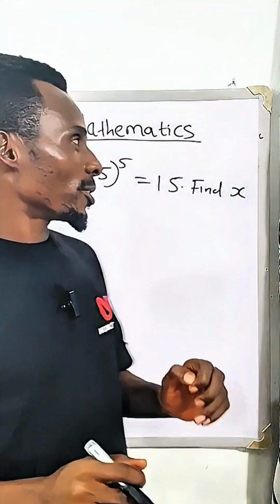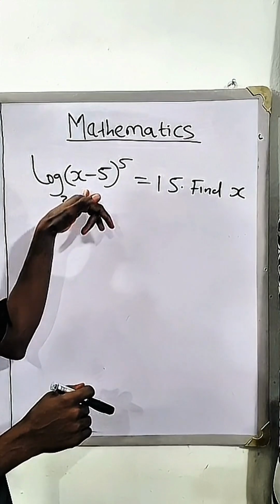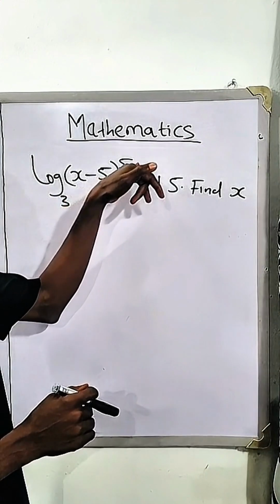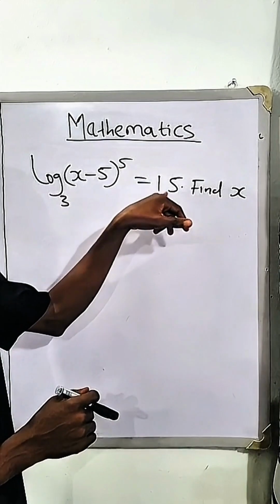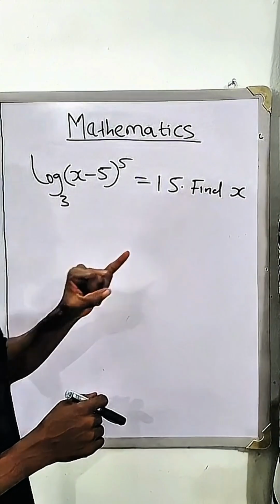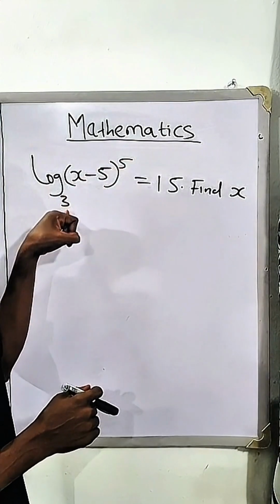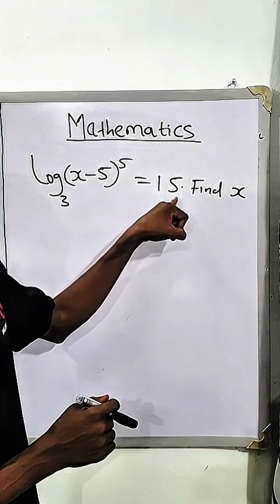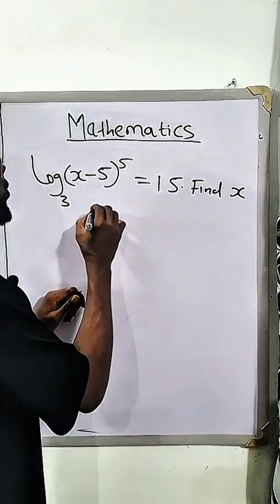Okay, this is another question. See what it says. Log of (x minus 5) raised to the power of 5, in base 3, equals 15. Find x. Let's read it again. Log of (x minus 5) raised to the power of 5, in base 3, equals 15. Find x. Okay, solution.